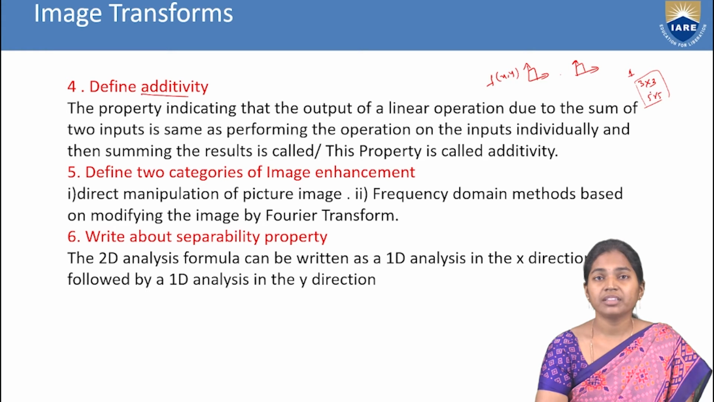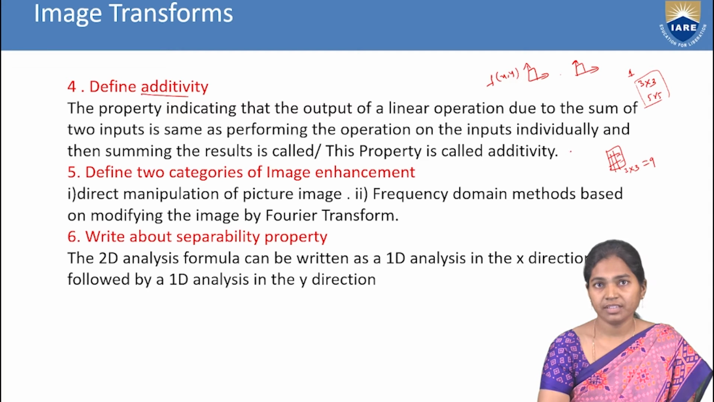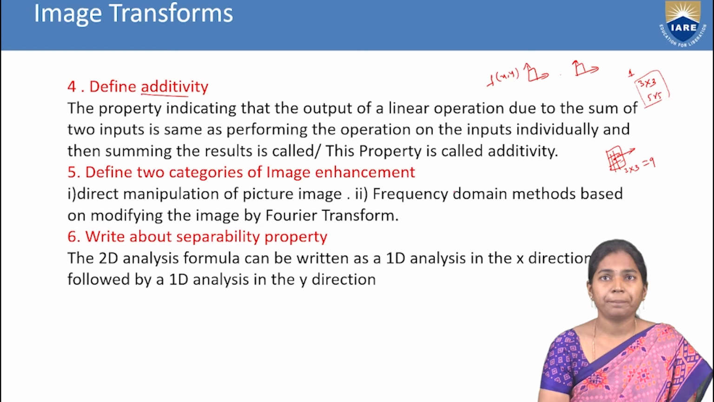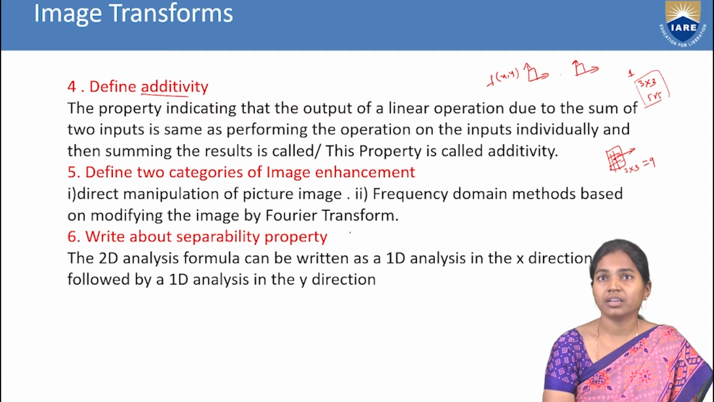For example, in a 3x3 mask, the matrix size is 3x3, so the total pixels are 9. Whatever we apply this mask to in our sub image, the resultant is stored in the center pixel, in this location. So this is direct manipulation of the picture image. Another one is frequency domain methods, based on modifying the image Fourier transform. In this we apply different types of image transforms, and based on that, we can increase the image quality.